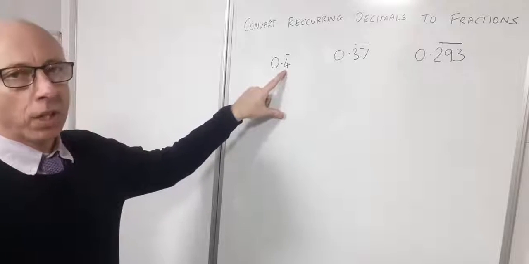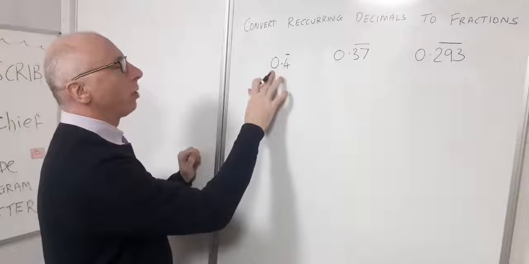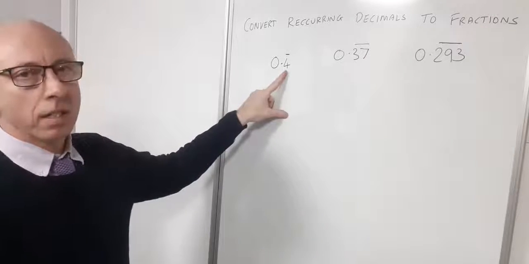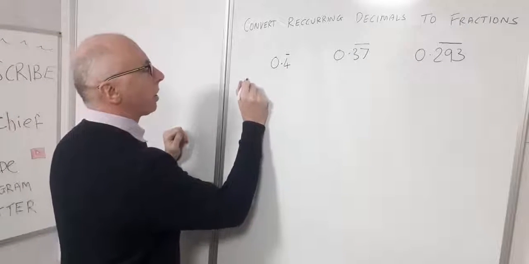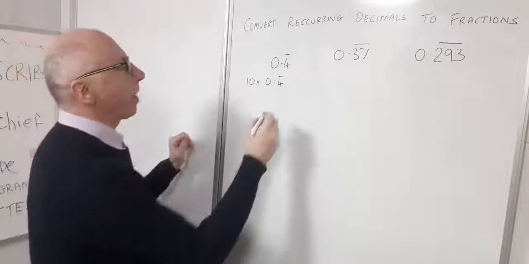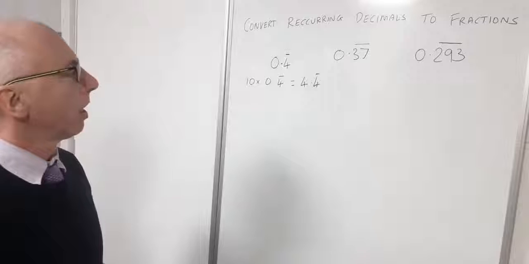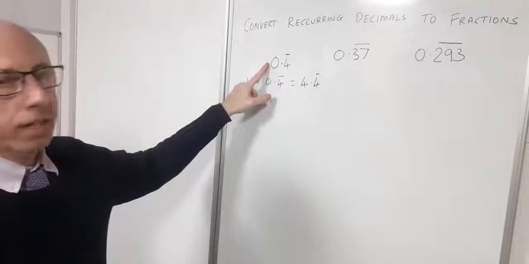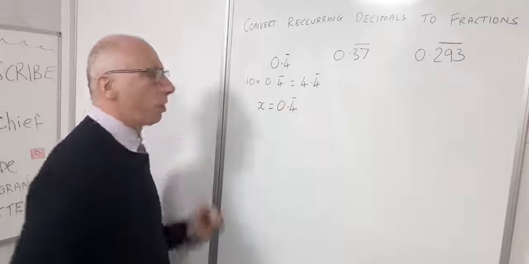Okay, so solving this into a fraction. So 0.4 recurring. What I want to do, first of all, is to try and get a whole number in front of this decimal point. The way I can do that is to multiply this by 10. So if I do that, I will do 10 times 0.4 recurring. That will then give me 4.4 recurring. Okay, so now how can I solve this? Well, I'll start off by letting x equal 0.4 recurring. So x equals 0.4 recurring.